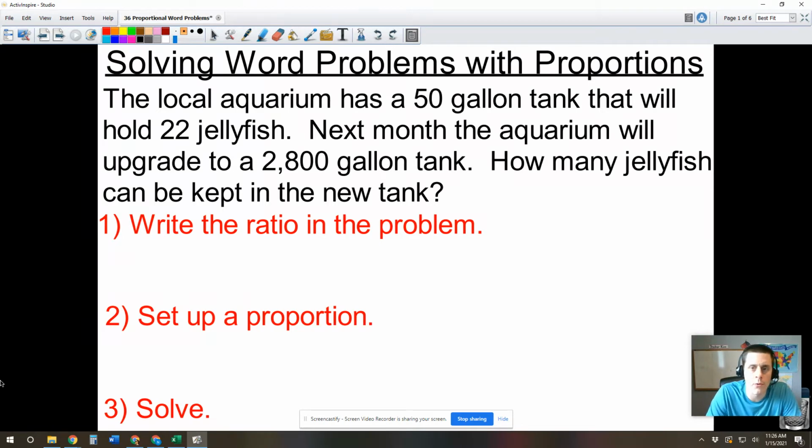It says the local aquarium has a 50-gallon tank that will hold 22 jellyfish. Next month, the aquarium will upgrade to a 2,800-gallon tank. How many jellyfish will be kept in the new tank?